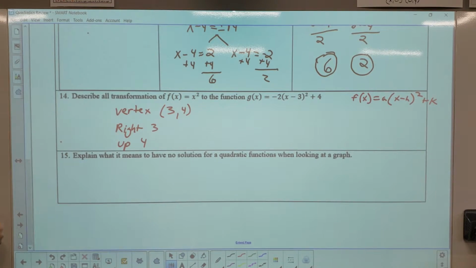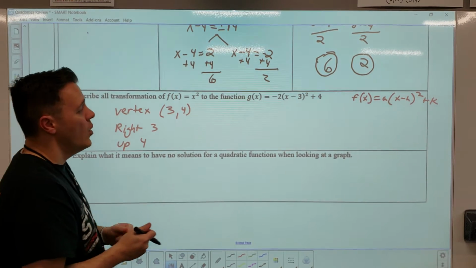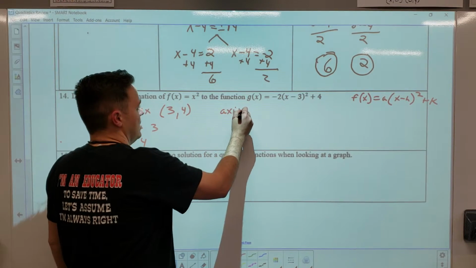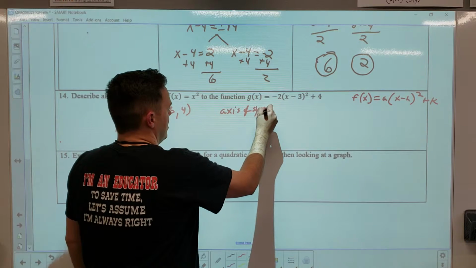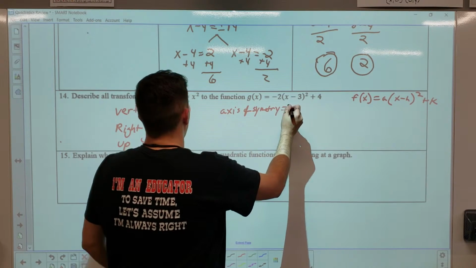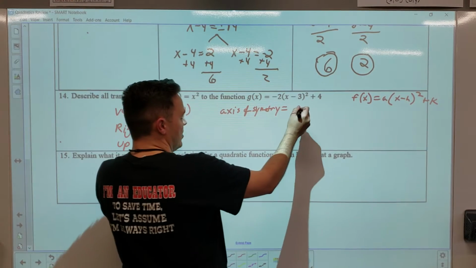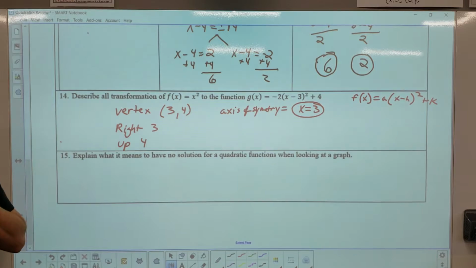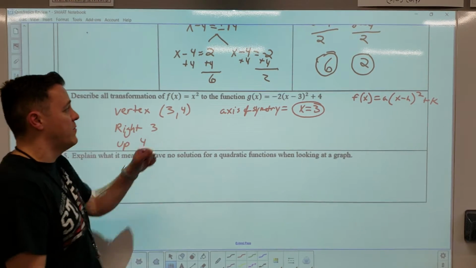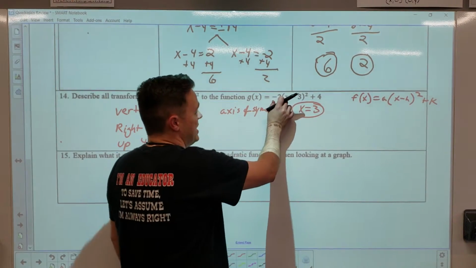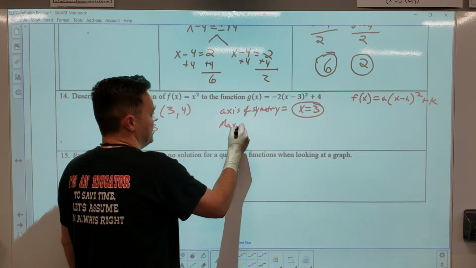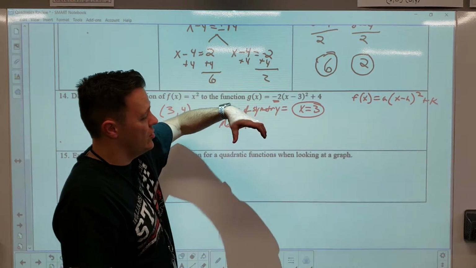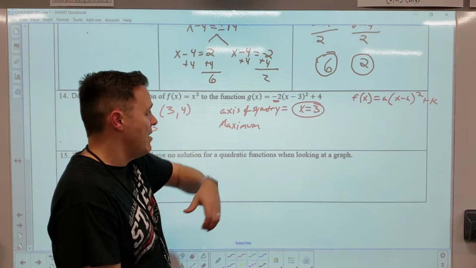I do know that. What other transformation would it have had? Well, I do know that this is going to be the axis of symmetry. It's the same as the x value here, so I do know that x equals 3 is the axis of symmetry. What else would I need to know? I know if my point is at 3, 4, this is going to be a maximum. I know that it's a maximum because of this value right here. Because this is a negative, the arch is going to be like this and we're going to have a maximum point.